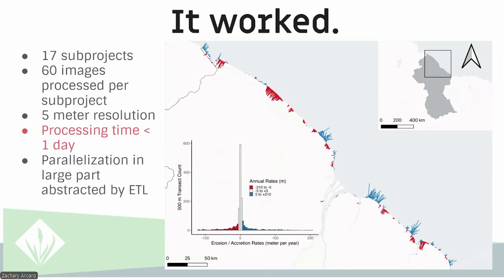But this is Guyana in South America. So the shoreline is about 600 kilometers. And we processed this in 17 sub-projects. Each of those had 60 images. We're using Planet imagery at 5 meters. And we could process and rerun results really quickly. I mean, in general, I realized I overbuilt this thing, and I could have done more homework before I actually built the thing. But yeah, it worked well.